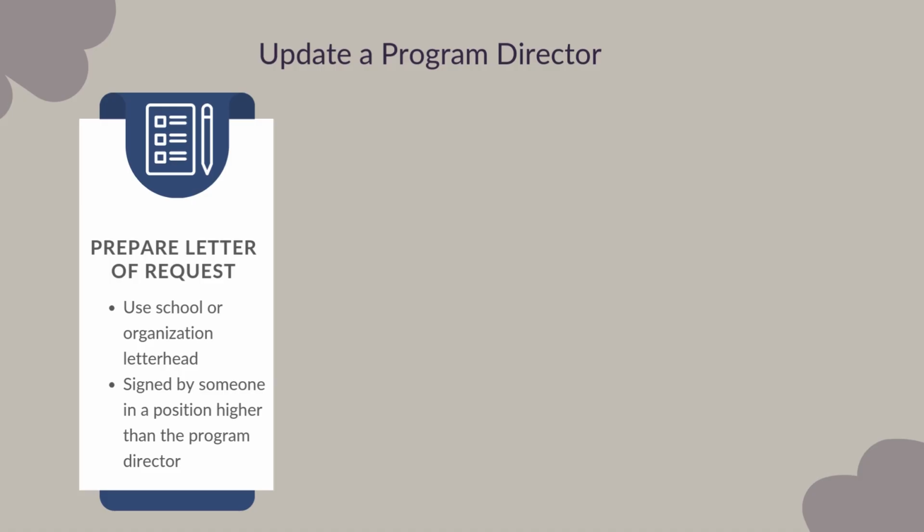If there's a change to program leadership, you'll want to let us know so that there's no delay in those individuals having access to the educator's website. To update a program director and/or authorized faculty member for your current ARRT verified program, you'll want to follow these steps. Start by preparing a letter using your school or organization's letterhead. Remember that this request must be signed by someone in a position higher than the program director.